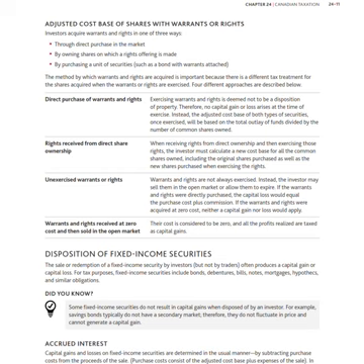Direct purchase of warrants and rights. Exercising warrants and rights is deemed not to be a disposition of property. Therefore, no capital gain or loss arises at the time of exercise. Instead, the adjusted cost base of both types of securities, once exercised, will be based on the total outlay of funds divided by the number of common shares owned.